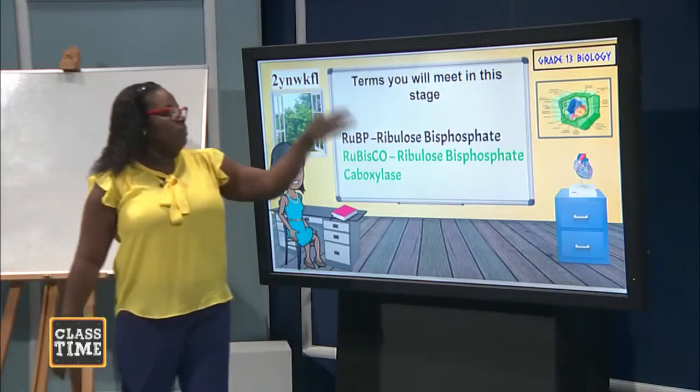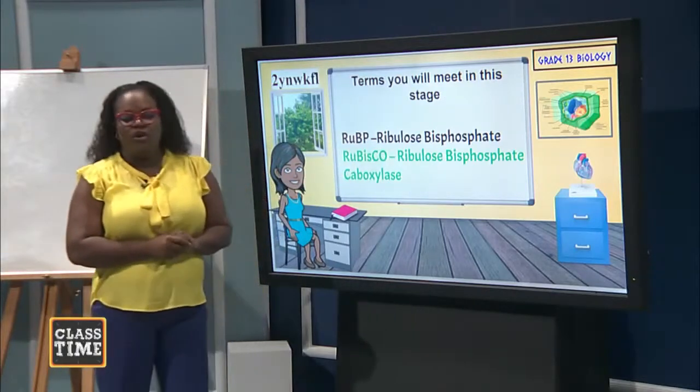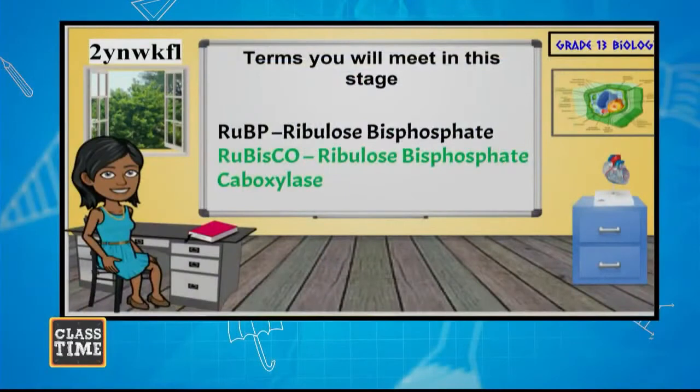All right, some terms you are going to come across while we are doing this. RuBP means ribulose biphosphate. Now, you don't need to remember all this long word, but RuBP is internationally used. You can use it. Just write it the way I've written it, with capital R, small u, capital B, capital P.